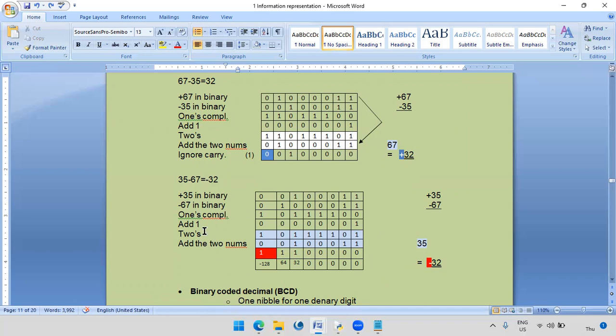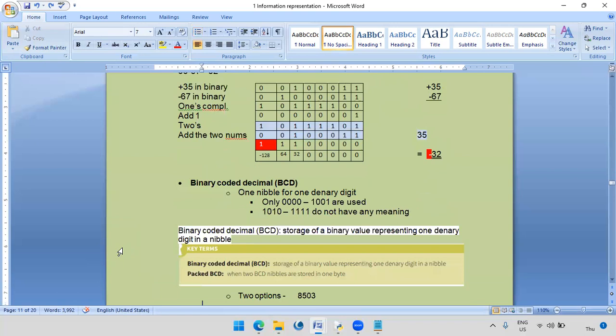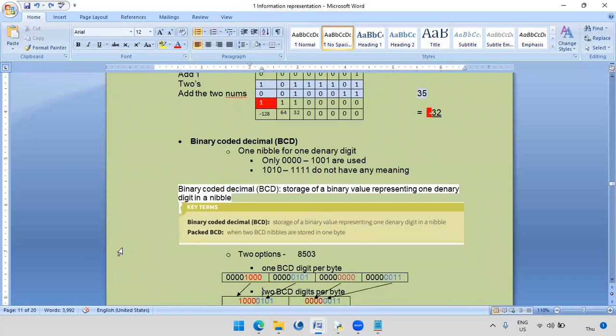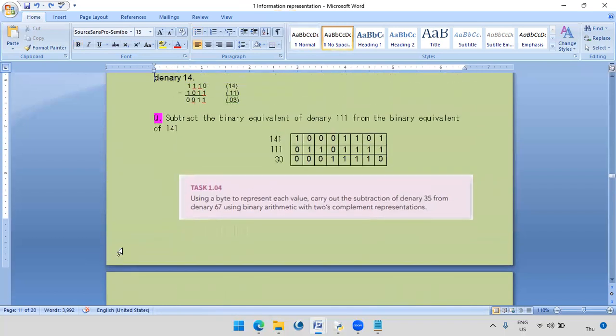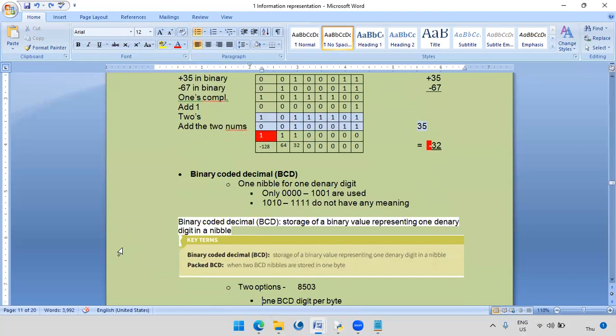So you don't have to worry about these carries and overflows and all that. Changing the sign and all that. No need to worry if you use 2's complement. That is the reason. If you're wondering why this 2's complement, what's the use? This is the use of 2's complement.